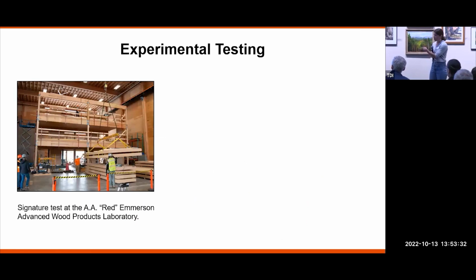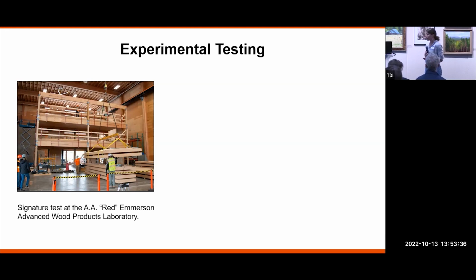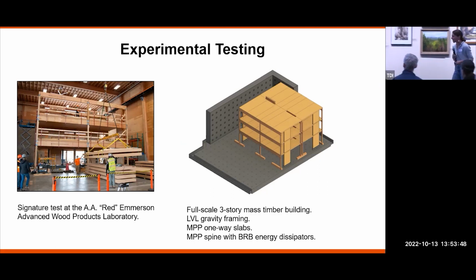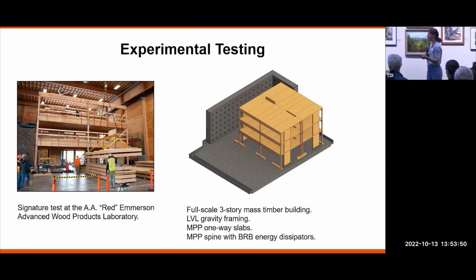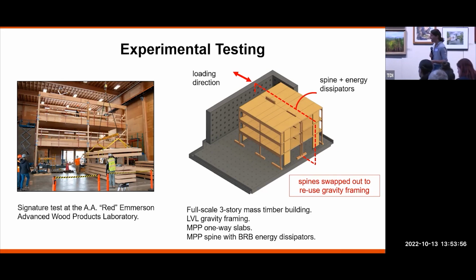The 3-story tests, again, hopefully all of you will get to see it, is at the Emerson Wood Products Laboratory. And, you know, I wish I would have talked to my co-PIs, or else we wouldn't have the same figures in all of these slides. So all of you are now familiar with this 3-story mass timber gravity system, which allows us to swap out the lateral system and test a few different mass timber design solutions.